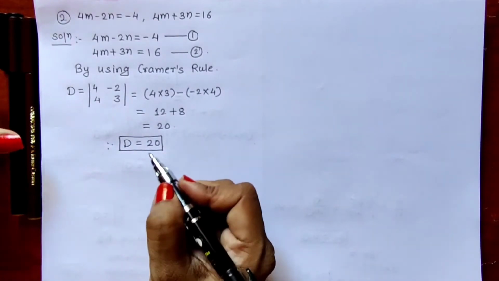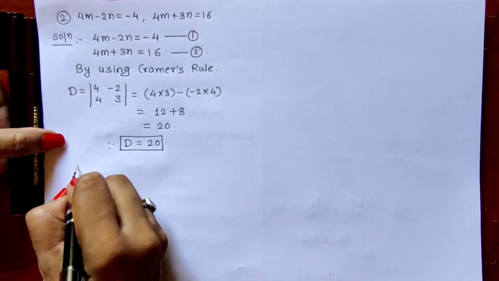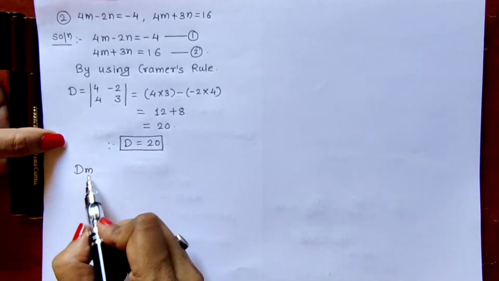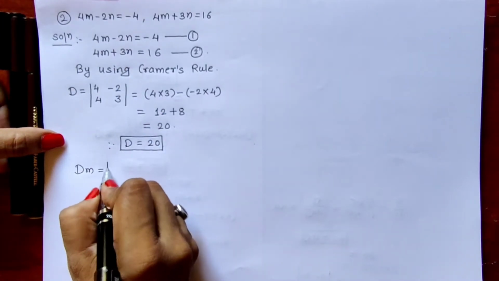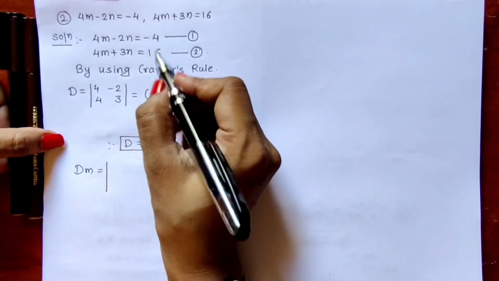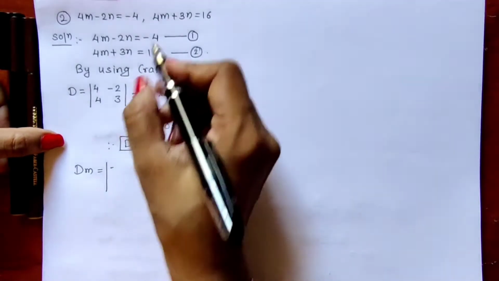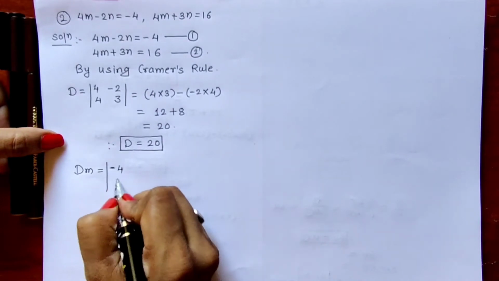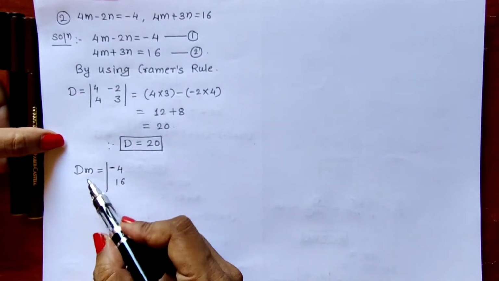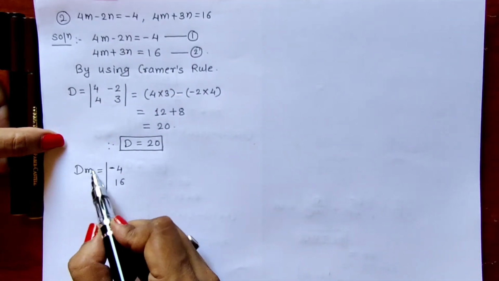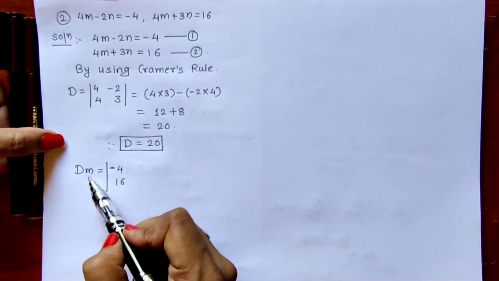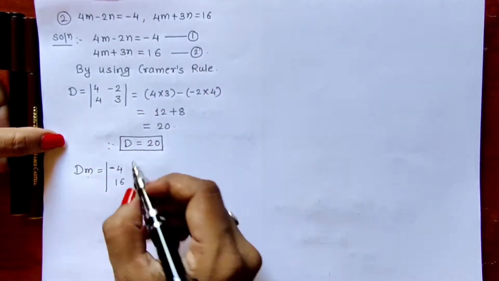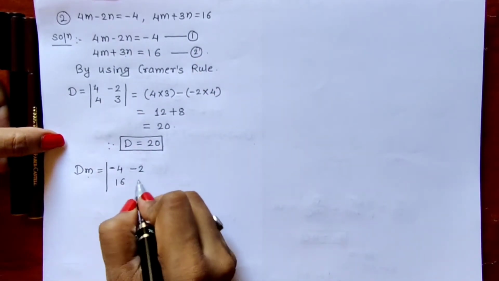Now let us find dm. We should not write dx now because the variables are m and n, so we have to write dm. How to write dm? We have to first write the constants, that is minus 4, 16, and then we have to write the coefficients of n. As we have to find dm, we should not write the coefficients of m, we will have to write the coefficients of n. So write minus 2 and 3.